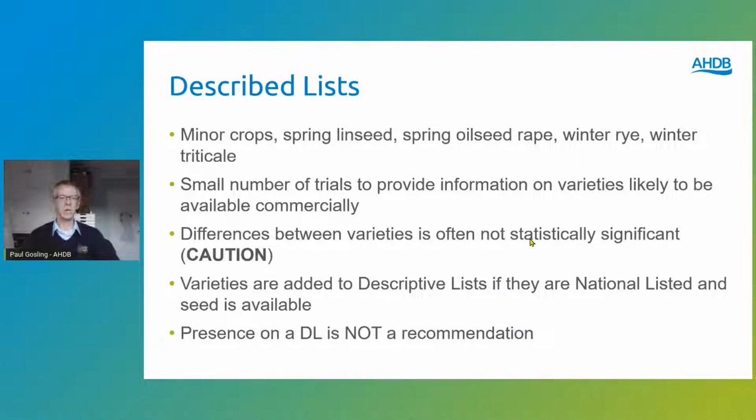Just a brief word about our described lists. When you go through the recommended lists, you'll find that some lists are recommended and some are what we describe as described. And these are for the minor crops: linseed, spring oilseed rape, winter rye, and winter triticale. The trials that sit behind these described lists are small in number compared to the recommended lists. So, for instance, on the wheat recommended list and the yields, some of those varieties will have over 200 trials behind those yield numbers. On the described list, we have a much smaller number of trials. And they're just there to provide information on varieties that are likely to be commercially available. Because the number of trials is small, differences between varieties are often not statistically significant. So you need to have some caution when interpreting the described list. Varieties are added to the described list if they're national listed and if seed is likely to be available. But the presence on a DL is not a recommendation. It's simply to provide information on varieties that you're likely to be able to find seed for.